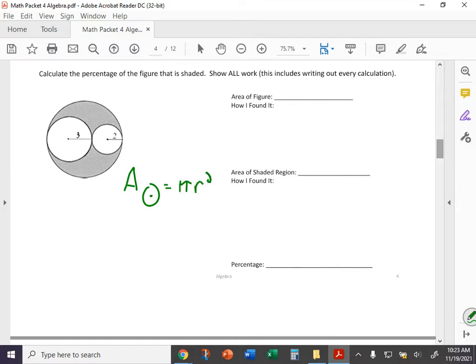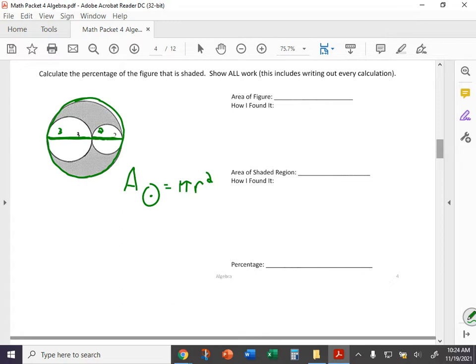pi times the radius squared. And the area of the figure, the whole figure, is the giant circle here, right? So the question is, what is the radius of that circle? Well, we're given some information about the radiuses of the two smaller circles. And if you fill in the diameters here, you get the diameter of the large circle. Now this whole thing is the diameter of the large circle. You can get the radius from that and ultimately find the area of that large circle.